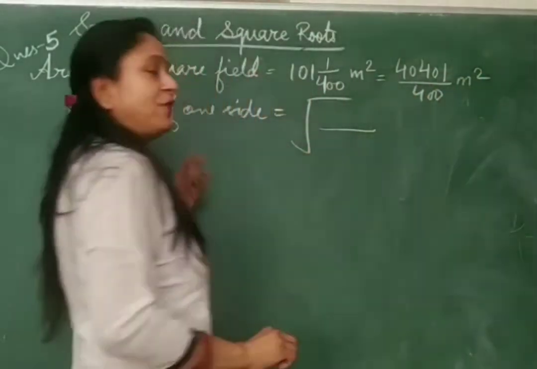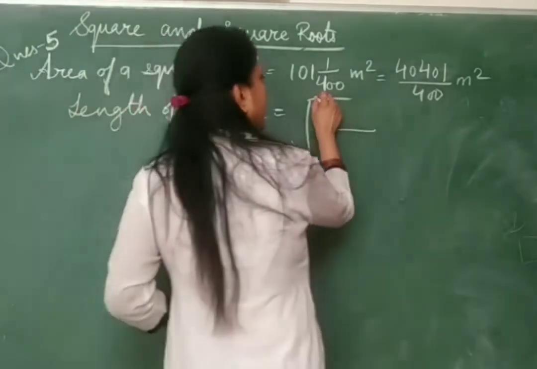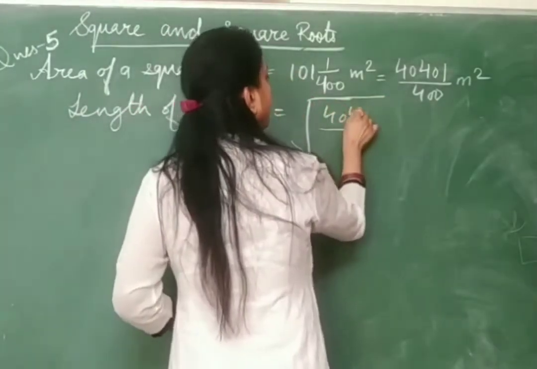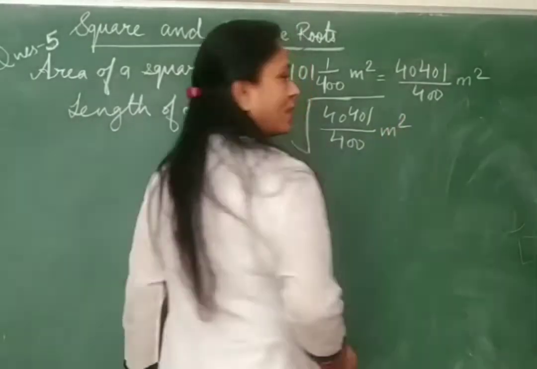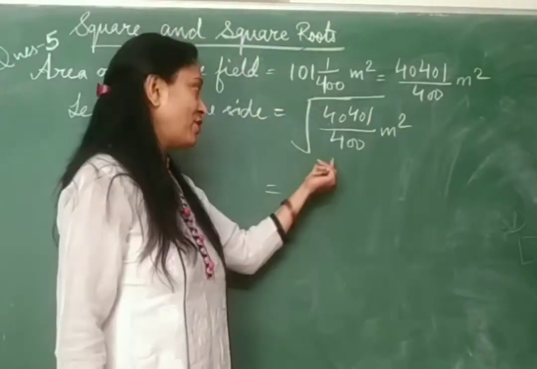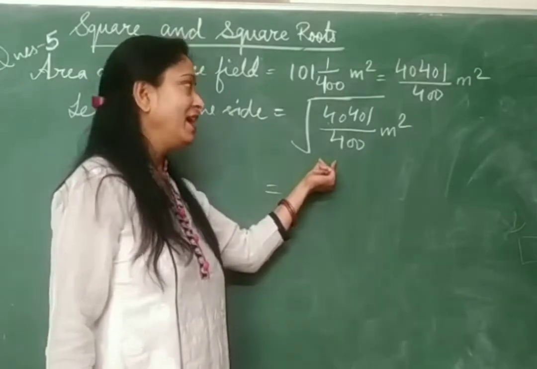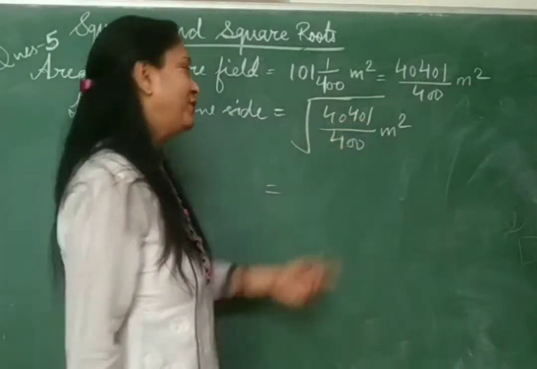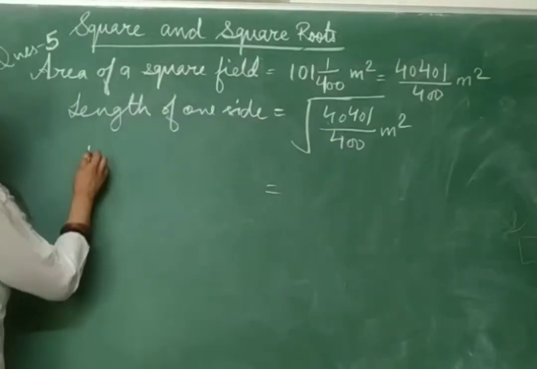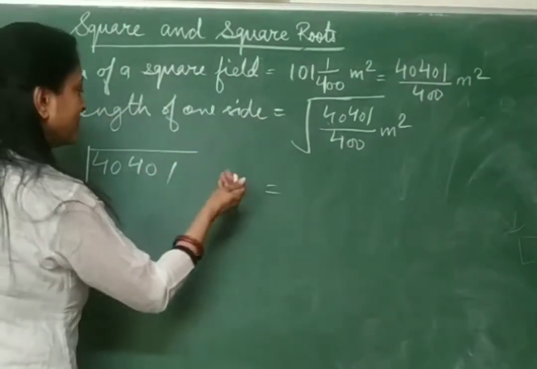And to find the length of one side, we have to find the square root of 40401 divided by 400 meters square. As you know, the square root of 400 is 20. And now you have to find the square root of 40,401. Let's find. Make the pairs from the right side.